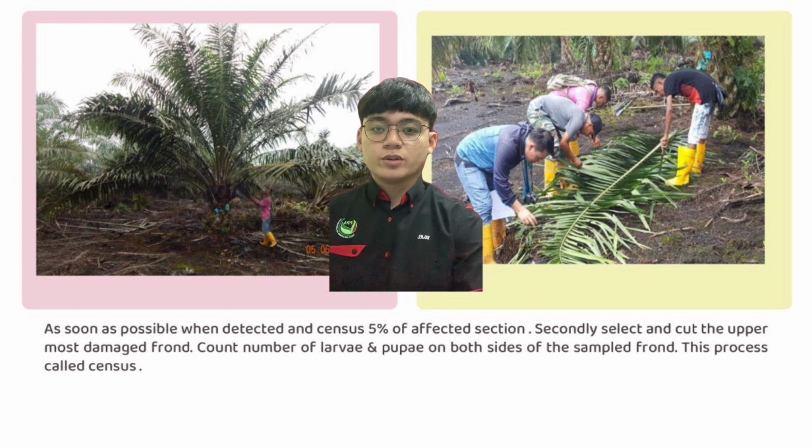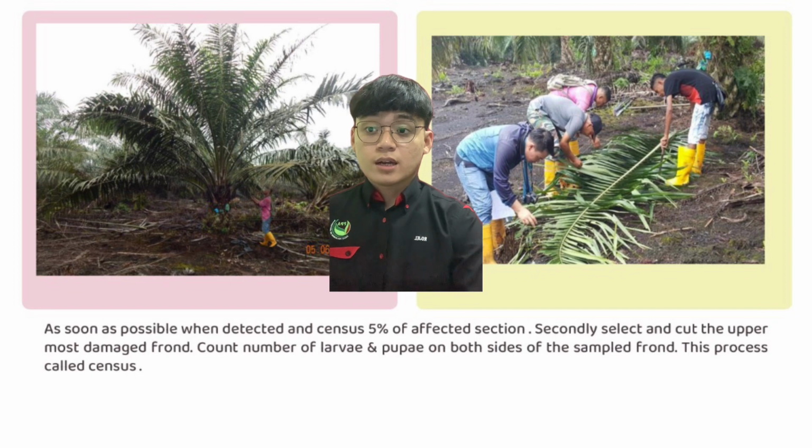In this picture, we can see a census program. We should do it as soon as possible when bagworms are detected, and census 5% of the affected section. As an example, we should have a census on 5% in one area, which is one block. Secondly, we select and cut the upper frond, the most damaged frond. We count the number of larvae and pupae on both sides of the sample frond. This process is called census.